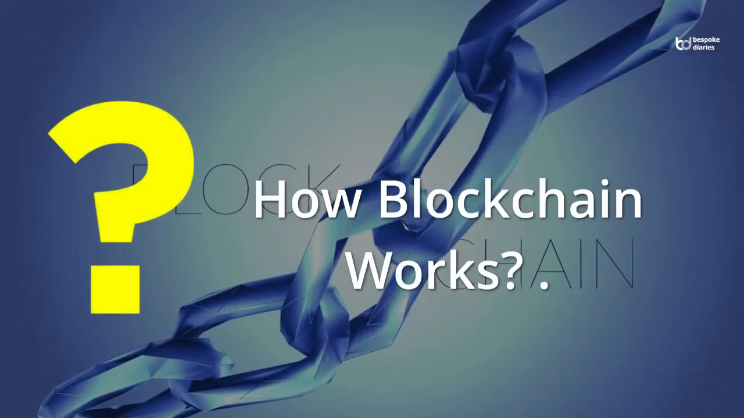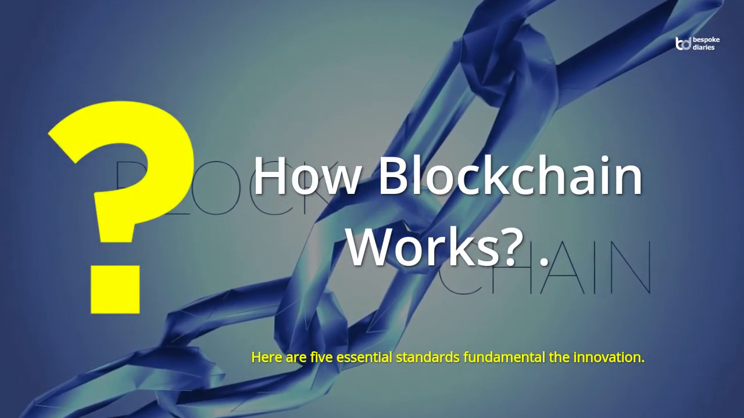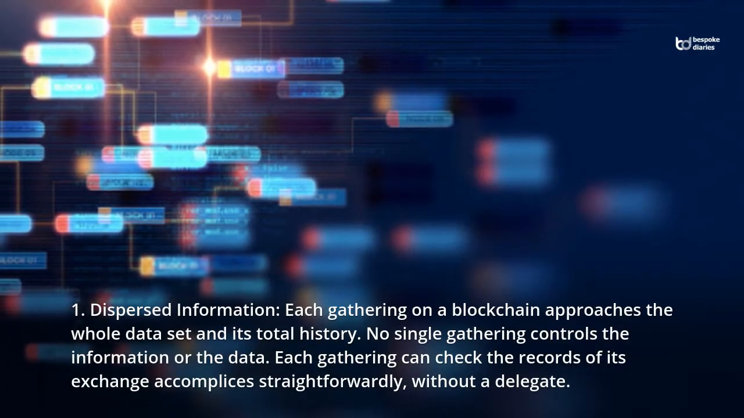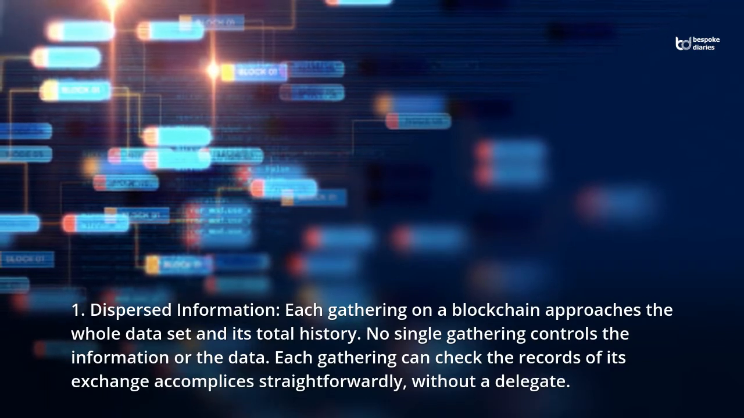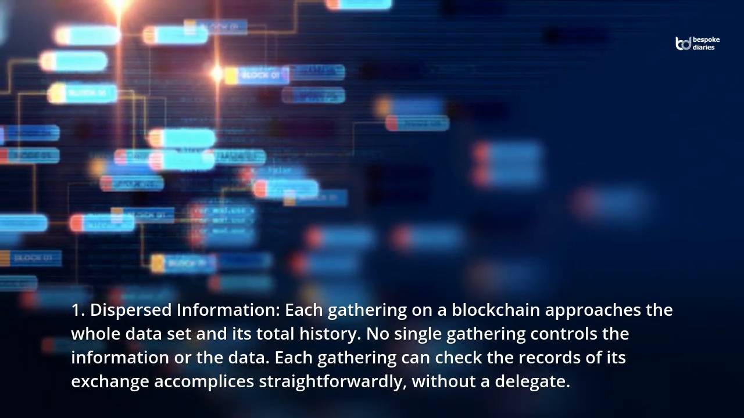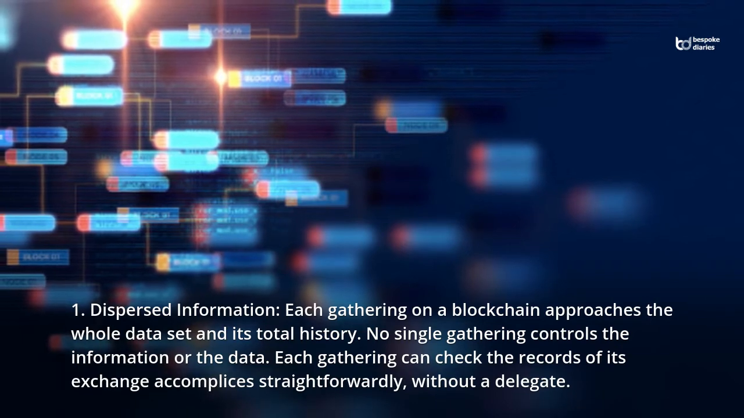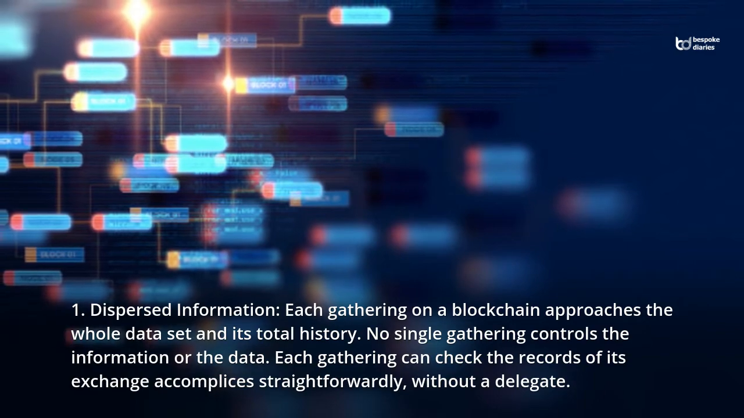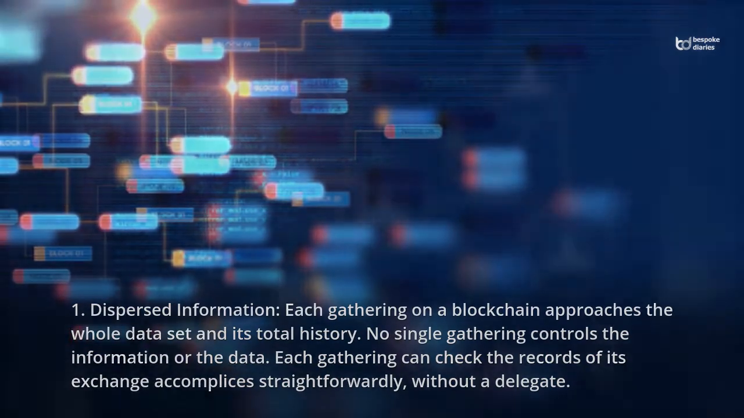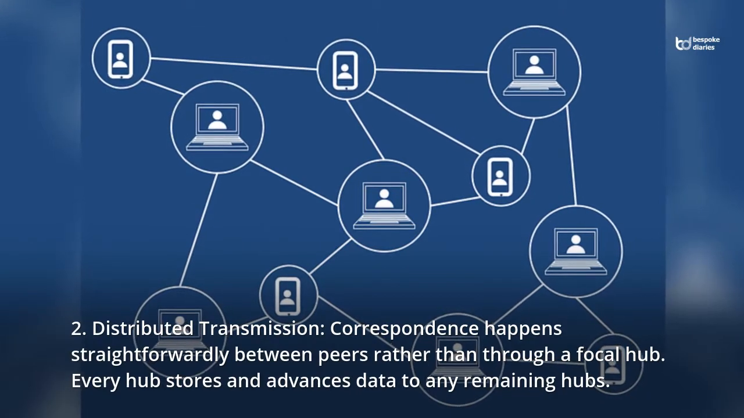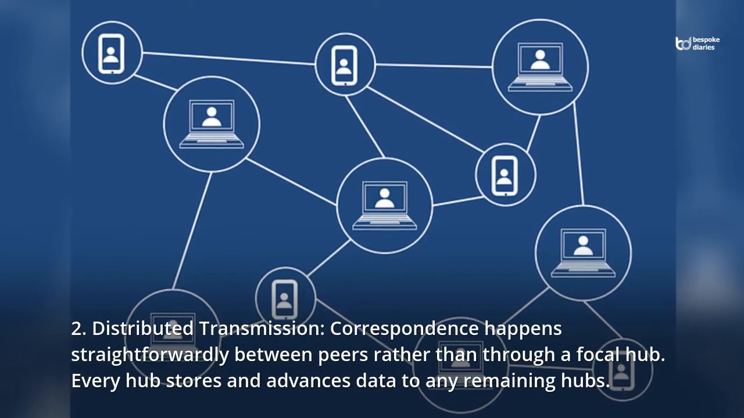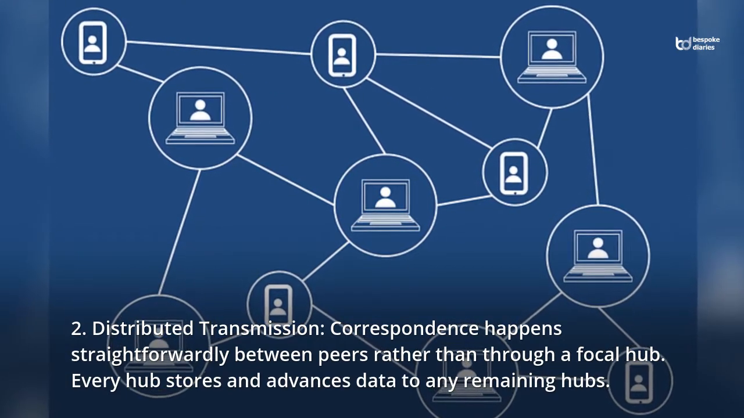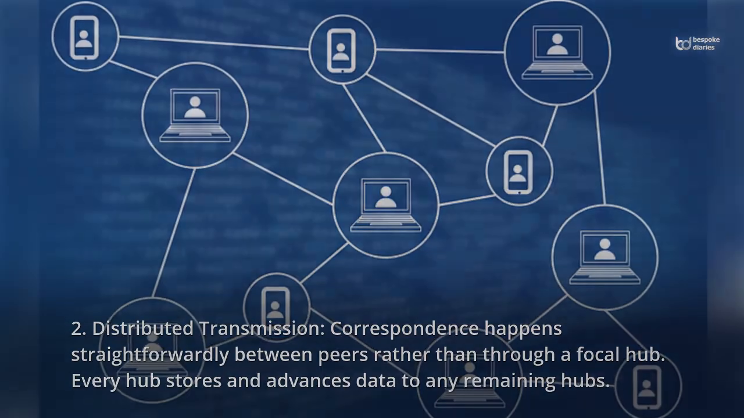How blockchain works. Here are 5 essential principles underlying the technology. 1. Distributed database. Each party on a blockchain has access to the entire database and its complete history. No single party controls the data or the information. Each party can verify the records of its transaction partners directly, without an intermediary. 2. Peer-to-peer transmission. Communication occurs directly between peers instead of through a central node. Each node stores and forwards information to all other nodes.